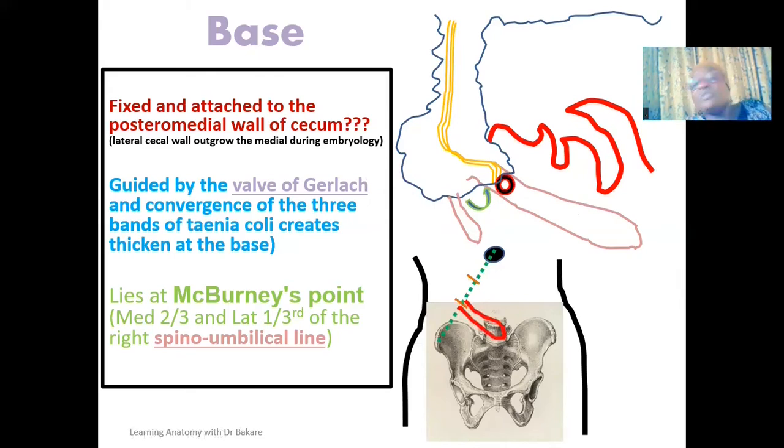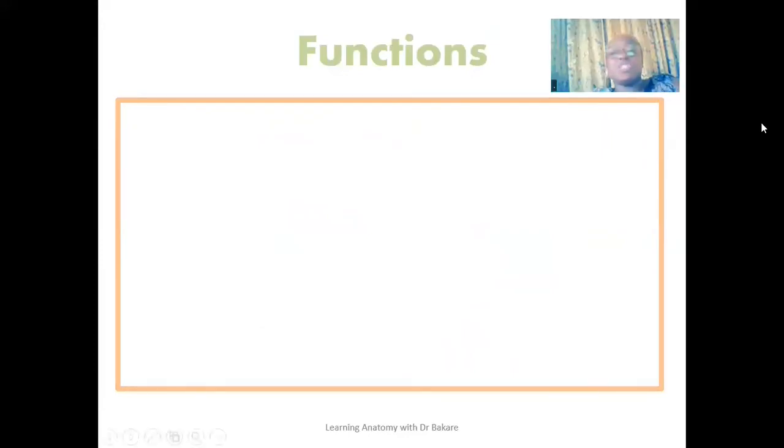So if you can do surface marking of the spino-umbilical line, at this point where we have the McBurney's point, which is the junction between the medial 2/3 and the lateral 1/3 of the spino-umbilical line, is where we have the McBurney's point. And the McBurney's point is used to establish the surface marking of the base of the appendix. So let's try and highlight the functions of the appendix.